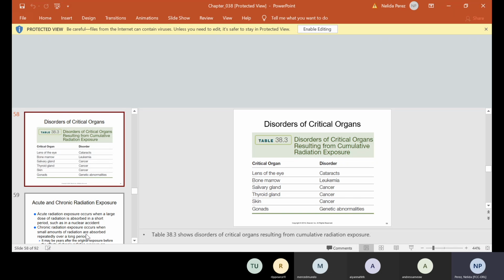Now, disorders of critical organs. I want you to look at table 38.3, and it'll tell you the critical organs and the disorders. For instance, lens of the eyes, cataracts; bone marrow, leukemia; salivary glands, thyroid, skin, cancer; and your gonads, genetic abnormalities. So this again shows disorders of critical organs resulting from a cumulative effect of radiation exposure.